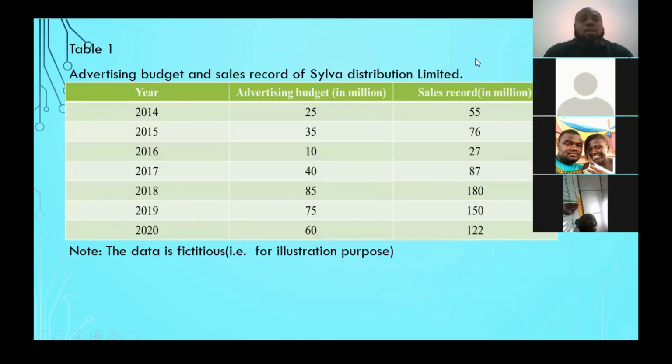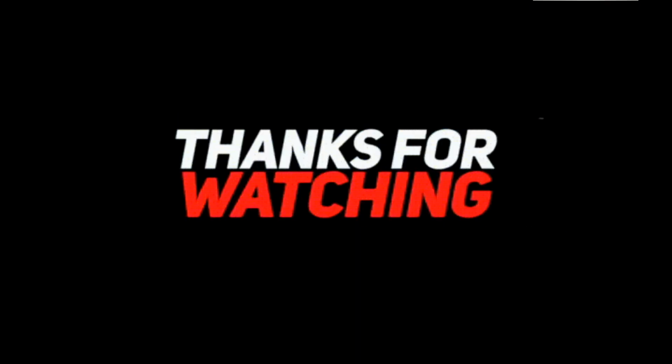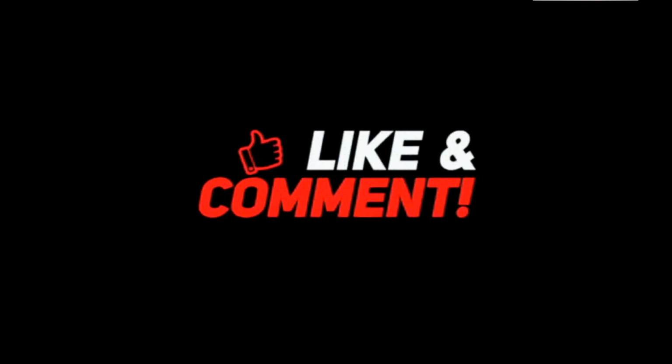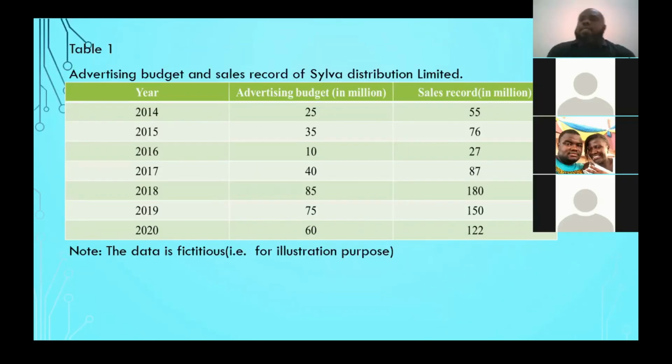The first thing is to receive the data, which is the collection stage, and we've collected the data. From the data, I've numbered this table, Table 1, and titled it Advertising Budget and Sales Record for Silver Distribution Limited Company. For the different years collected, we have from 2014 to 2020. For the year 2014, the company budgeted 25 million for advertising, and in that year, they recorded sales of 55 million. In 2015, they budgeted 35 million for advertising, and sales went up to 76 million.